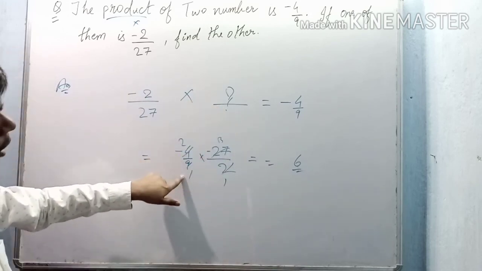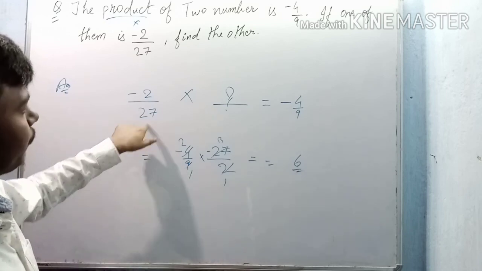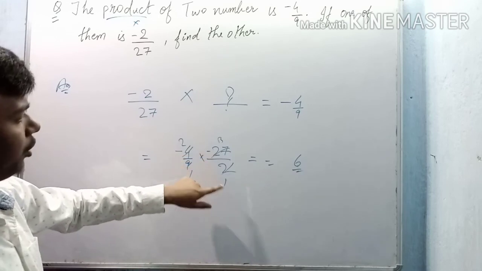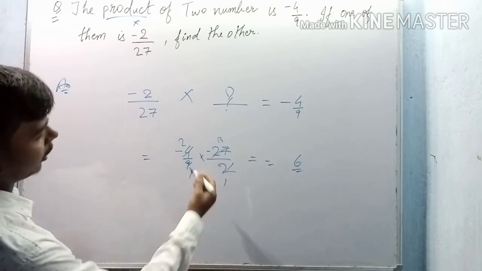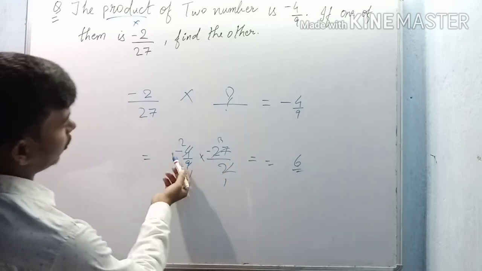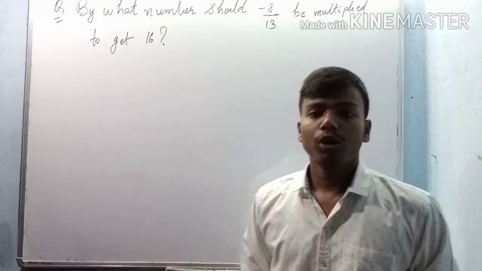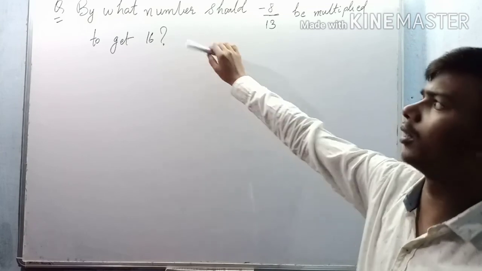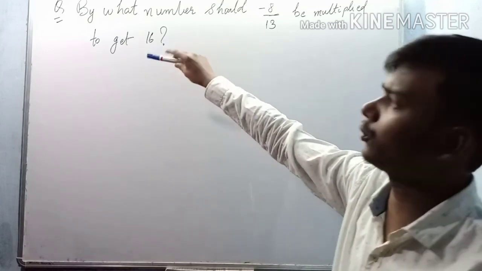So minus 4 by 9, I have written this like this only, and this will become the reciprocal after going this side. So minus 27 by 2, and 2 1 is 2, 2 2 is 4, and 9 1 is 9, 9 3 is 27. 6 is the answer because minus minus plus. Simple.